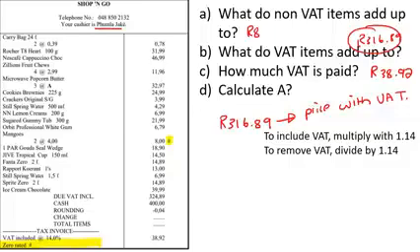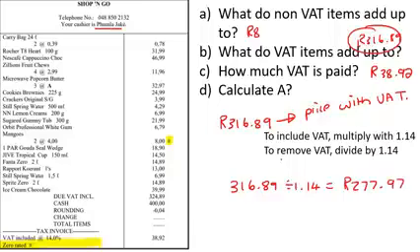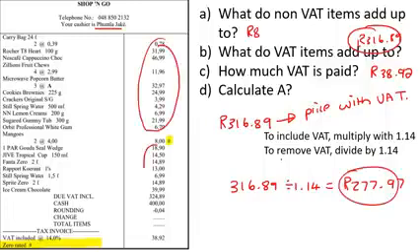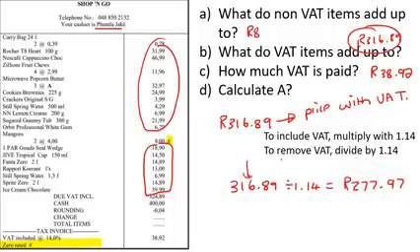So if you want to see the price without VAT, you could remove the VAT by dividing by 1.14. So you could say 316.89 divided by 1.14, and that'll give us 277.97 Rand. So now that is the price of the VAT items without VAT, and so that's the price of all of these ones and these ones without VAT would be 277 Rand and 97. But we know that when they have VAT, it's that.